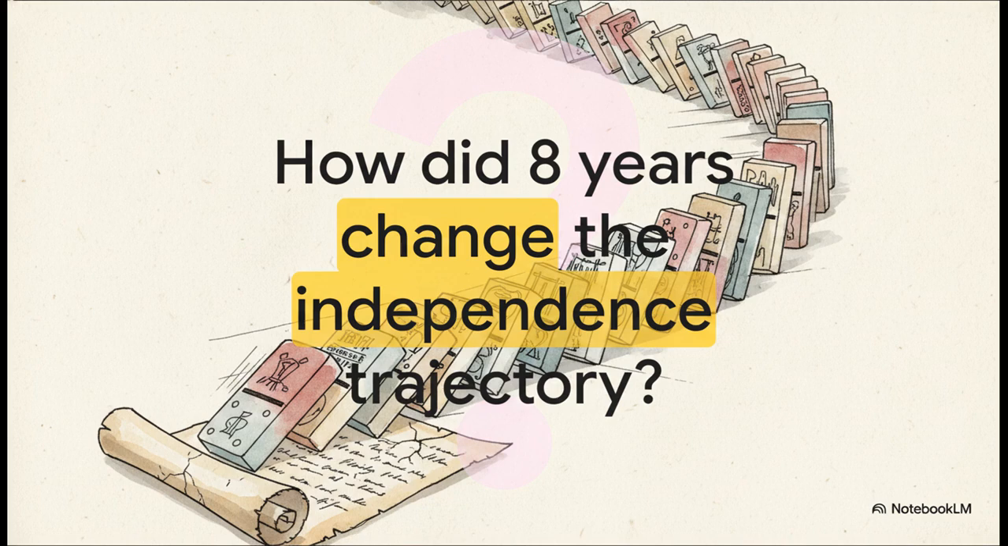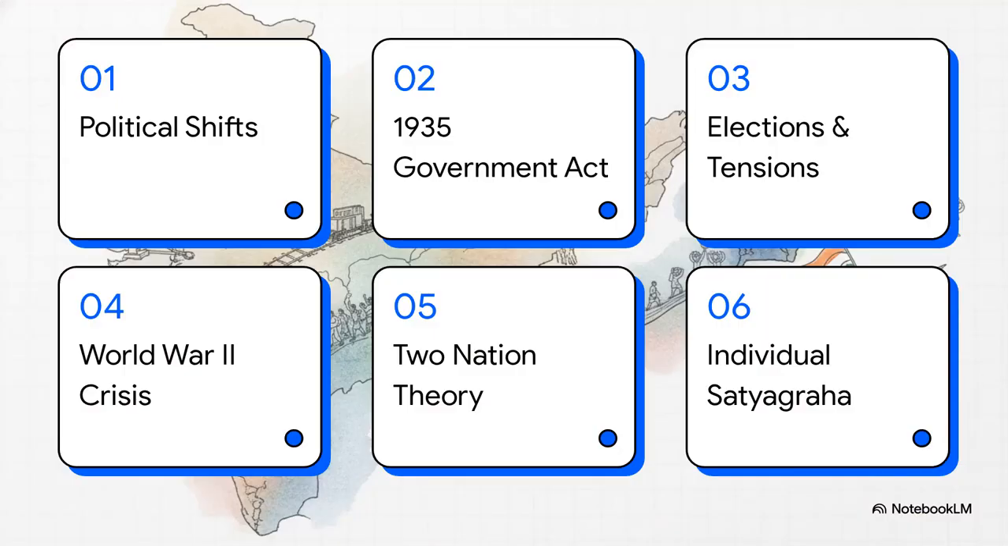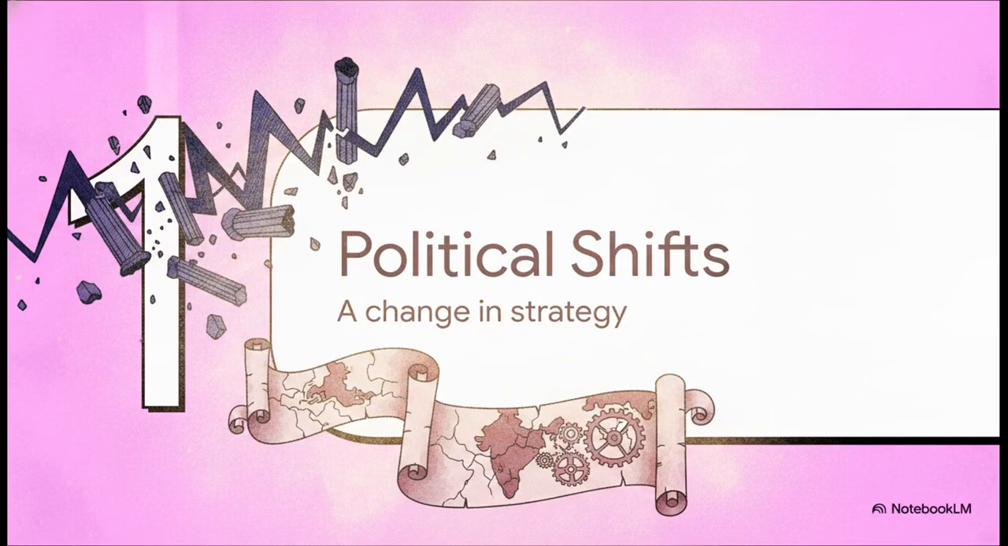movement? When you look at the sequence of events recorded in these notes, you realize pretty quickly that history isn't just some random list of dates. It's really more like a series of collapsing dominoes, where one ideological shift or legislative act forces the very next move. We've got a clear roadmap for this. First, shifts in political strategy, then the 1935 Government Act, elections and rising tensions, the World War II crisis, the two-nation theory, and finally, the individual Satyagraha. Let's get into it. Starting with Part 1, Shifts in Political Strategy.